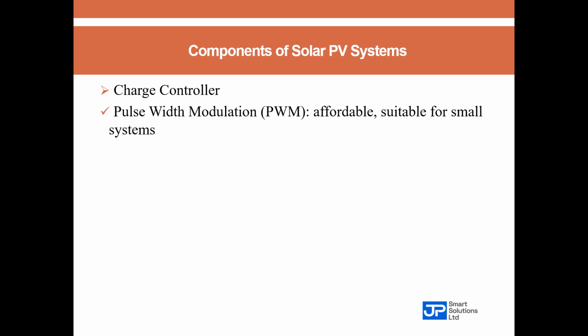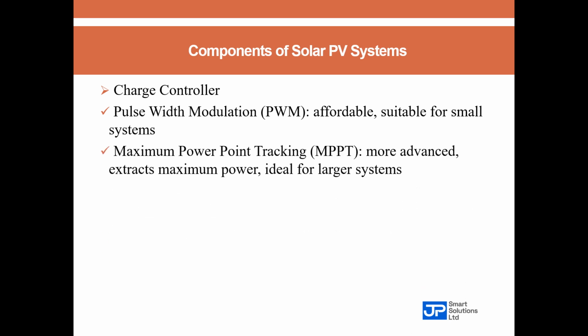We practically have two types of charge controllers. The first is the pulse width modulation, which we have on the screen. The second is the maximum power point tracking, MPPT. Now, the difference between both is that the pulse width modulation is much more affordable and suitable for small systems. Emphasis on small systems. However, the MPPT, which is the maximum power point tracking, is a more advanced charge controller, which extracts maximum power, and it is much more ideal for larger systems.